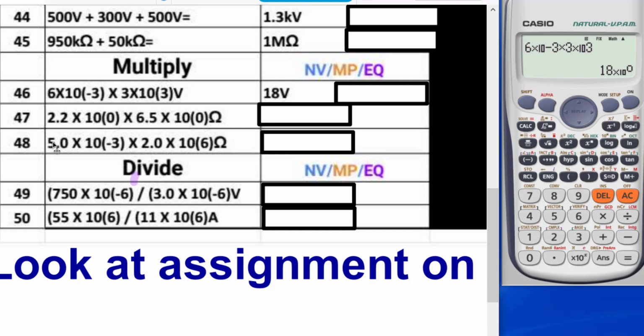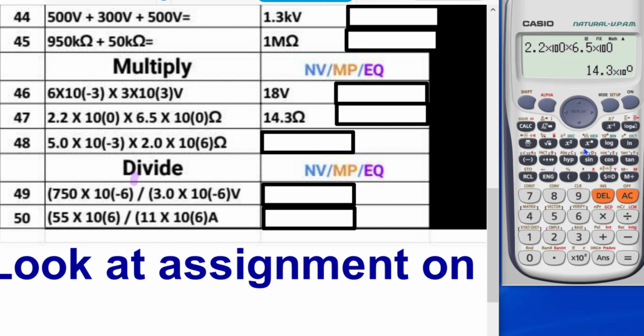Alright, my next one here, number 47, I'm going to have 2.2 times 10 to the 0 times 6.5 times 10 to the 0. And that's going to give me an answer of 14.3 ohms. There is no metric prefix this time.